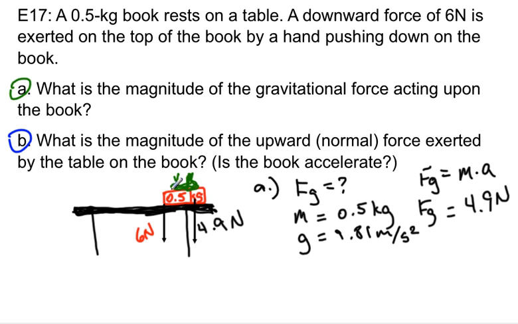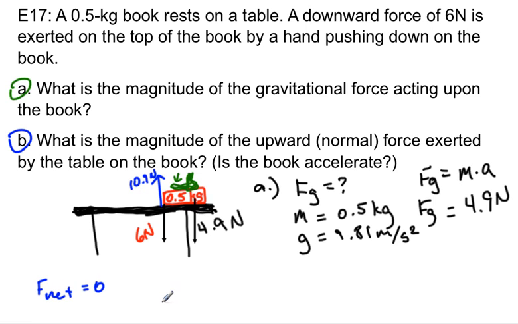Well, unless the table is going to break, and we're assuming it's not, the table has to push back with just as much force, because this book is not moving. It says, is the book accelerating? No, it's going to stay here. The table's going to push back with the equal force that is coming down on it. So if there's 10.9 newtons pushing down, then that means this has to be 10.9 newtons pushing up, because we're not moving. Our F net is 0.